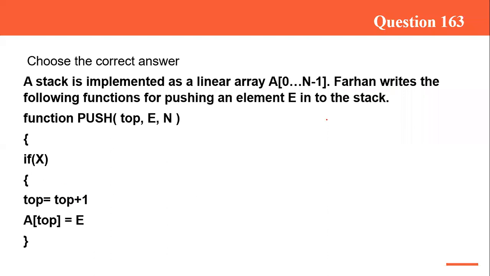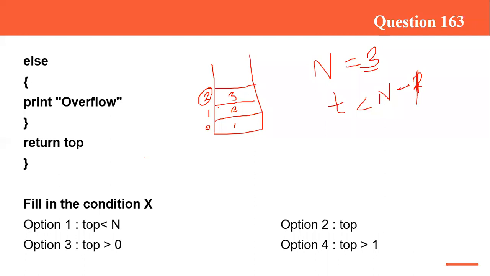Okay, if top is n, can we insert the element? If top is 2, 2 less than n minus 1, 2 less than 2 is false. We cannot insert. Right? If I write n less than n minus 1, then only we can write it. N will not work. Right? N is what, the index? N means 3. Size of the stack is 3. That means you can insert 3 elements. What is the maximum possible top value? 2.